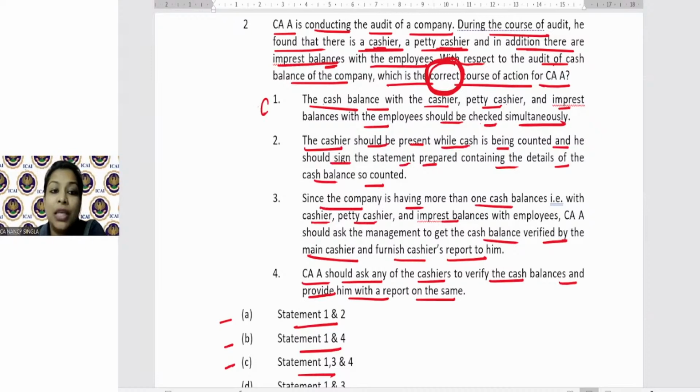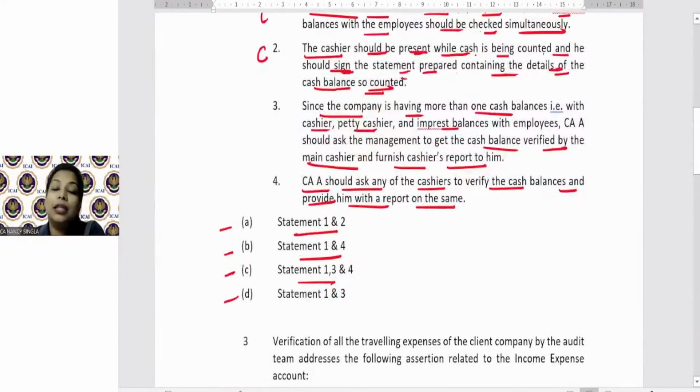So this is correct. The cashier should be present while cash has been counted and he should sign the statement prepared containing the details of the cash balance so counted, which is also correct. ठीक है ना. हमने देखा था ना that the cashier should be present, otherwise he may hold the auditor responsible for any of the shortfall in the cash.